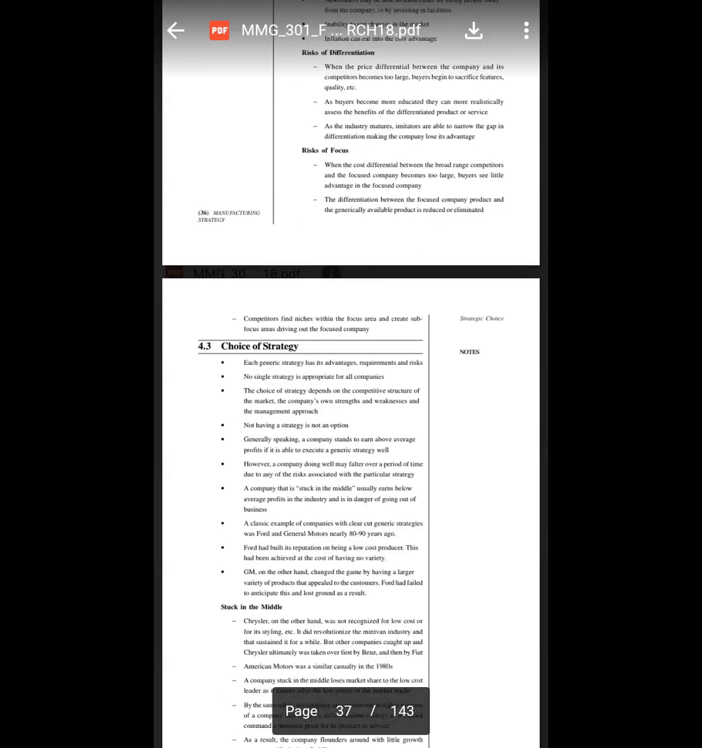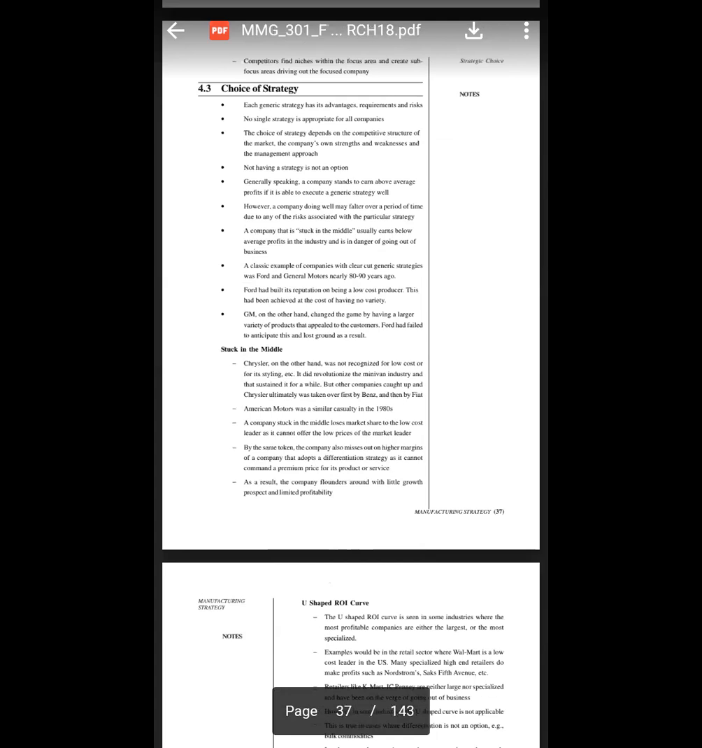Okay, competitors find niche within the focus area and create sub focus areas, driving out the focused company. Okay, now choices of strategy. Now you also have a choice of which strategy you need to pick up.